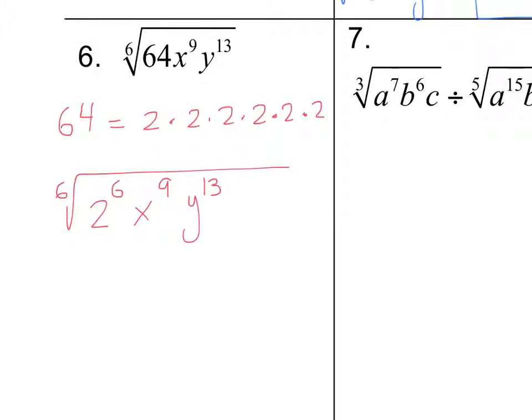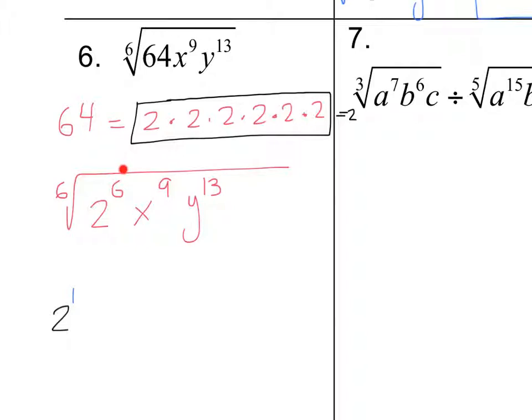Now, as you can see, there is one group of 6 2's. So that means I have one group, so only 1 2 will be leaving the radical. Now, this is one way to think about it. Or what you can do is instead of the 64, you can write 2 to the 6th and apply the same method as dividing the power by the index. 6 divided by 6 is 1. So you know that only 2 to the 1st will be leaving the radical.